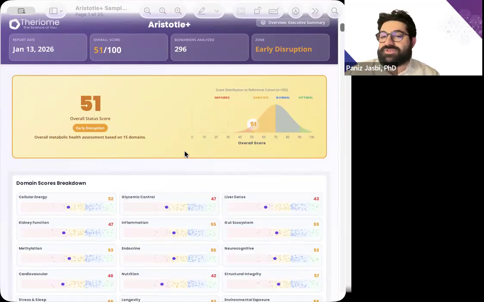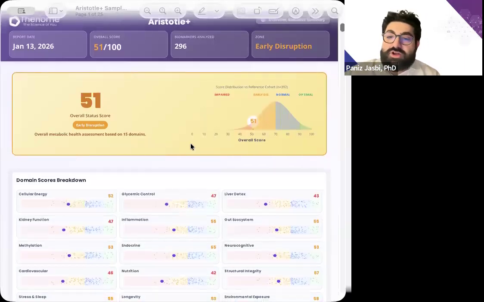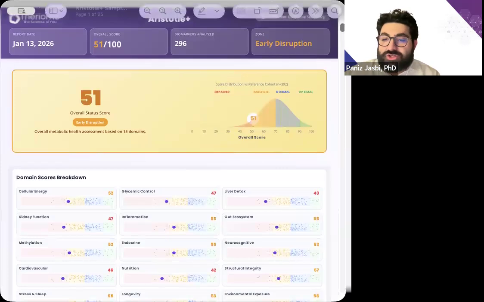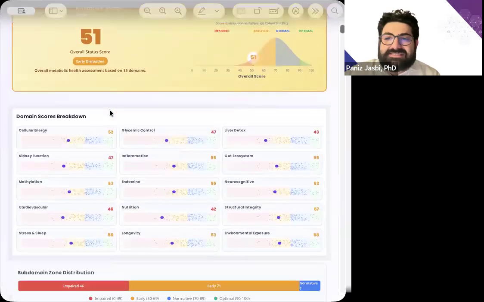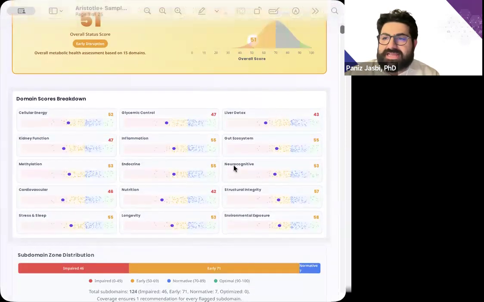That single number is not meant to diagnose anything. It is meant to tell you how much metabolic strain is present across systems and how urgent in structure your first phase plan should be. Next, scan the domain scores breakdown. Your job here is not to interpret all 15 domains. Your job is to pick the 2 to 4 domains that will give you the highest leverage.